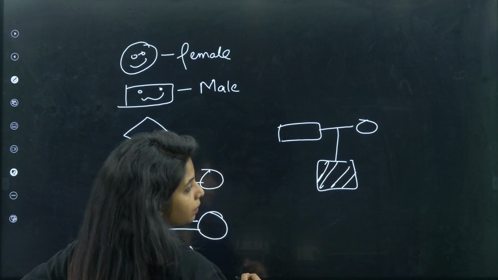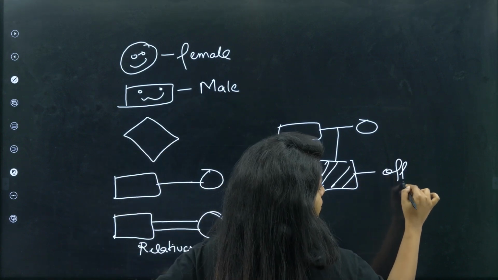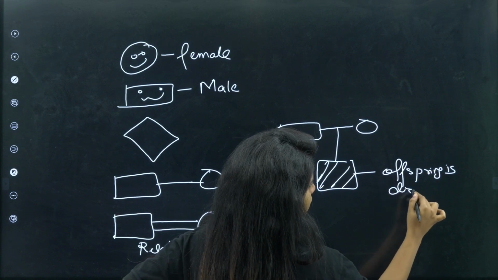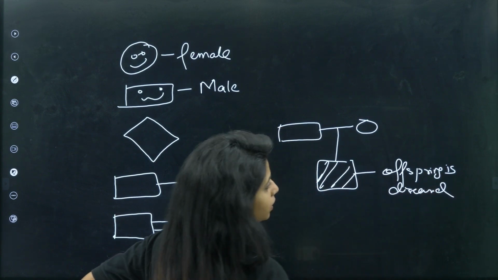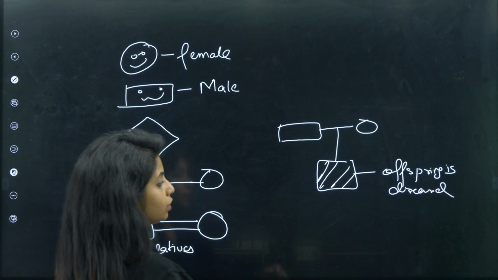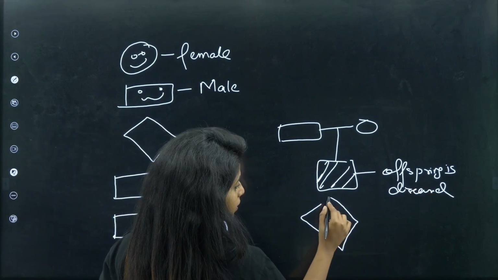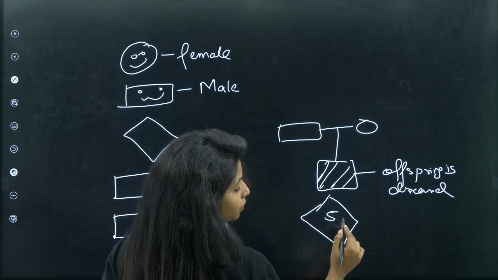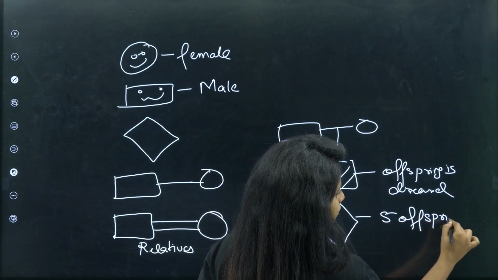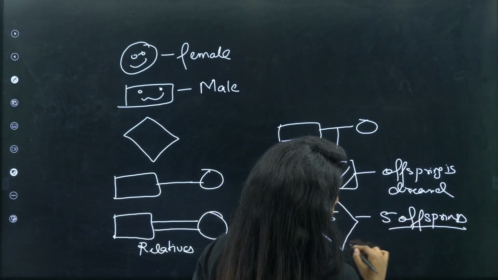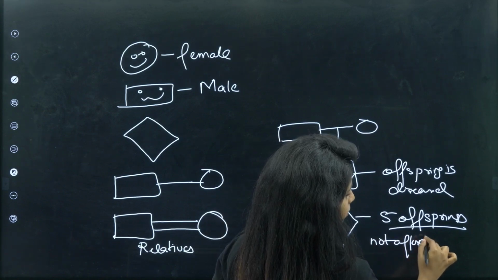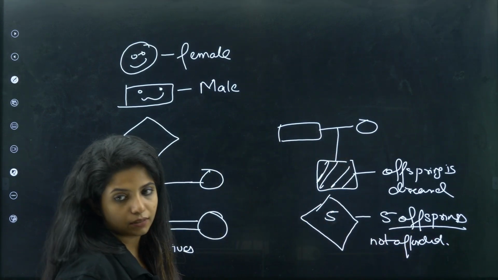What do you mean by that? Basically here the offspring is diseased. Offspring is diseased, okay, that is the meaning. Whenever these things are colored, that means it is diseased. Now there is one more thing given in your book, where a 5 is written. That means there are 5 offsprings being produced, but all of them are not affected. They are not diseased. That is what you mean by that.